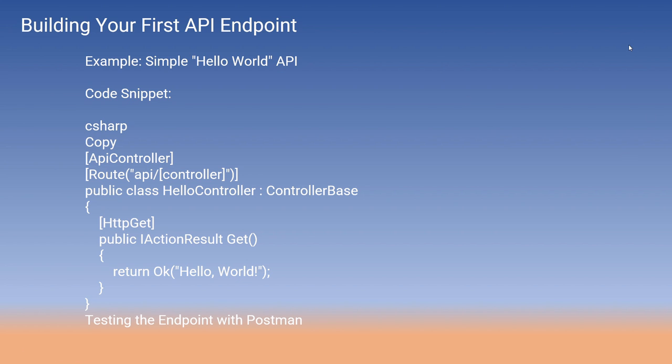When we run the project, Swagger UI automatically opens. This helps us test API endpoints without using external tools. The default project includes a sample weather forecast API.